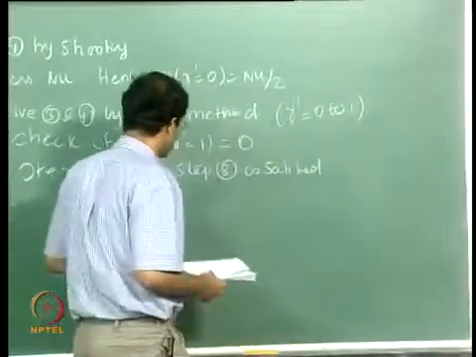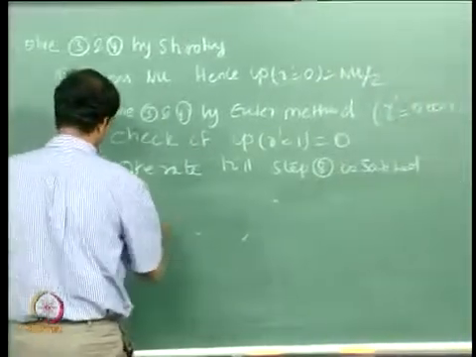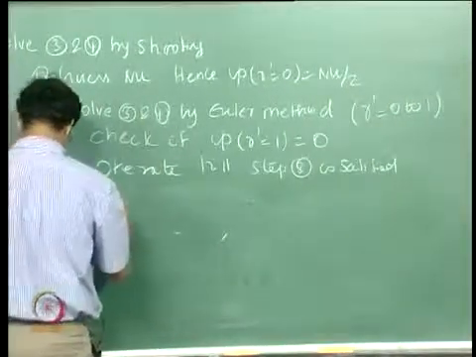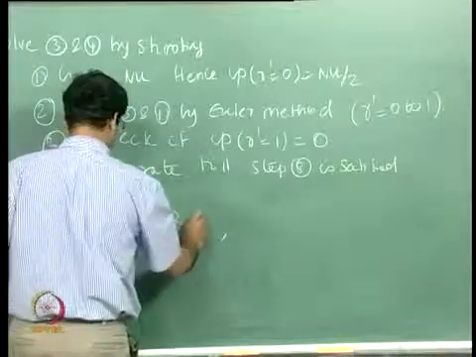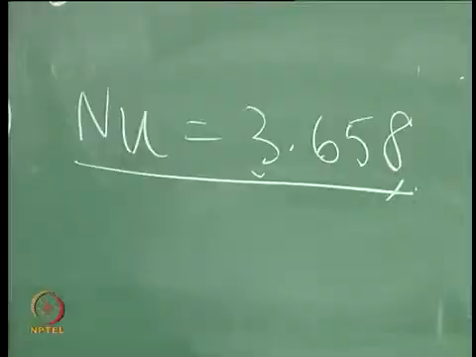Anyway I will give you the solution, you can start with some guess close to the solution and you will find that your Nusselt number for this case comes out to be 3.658. So it is a constant value.